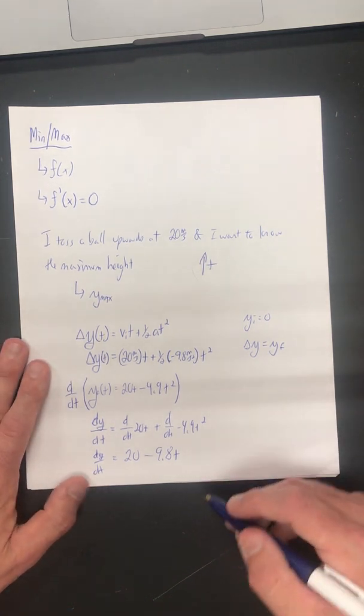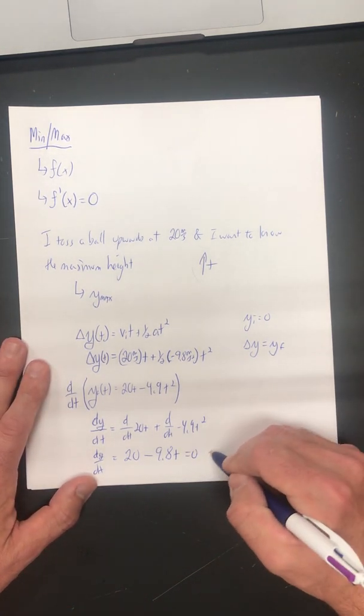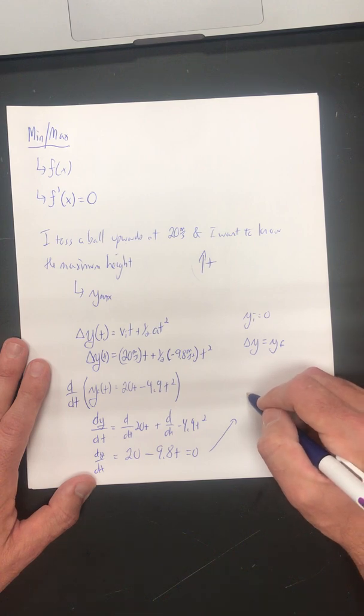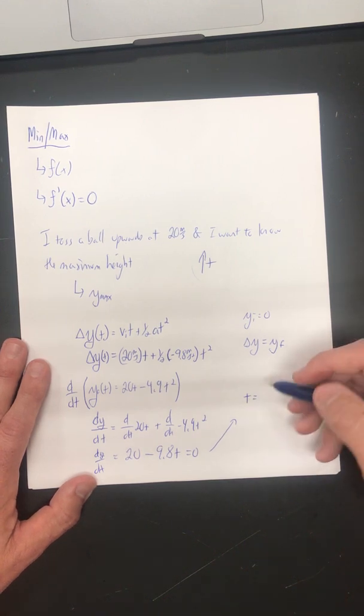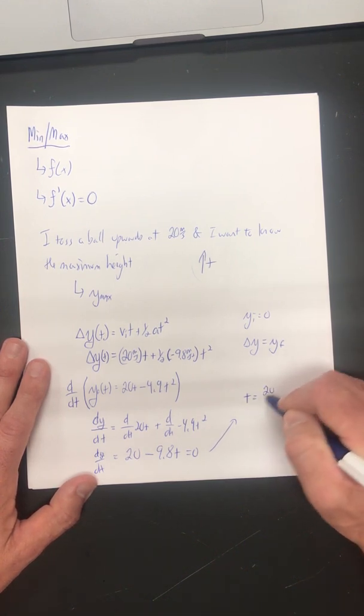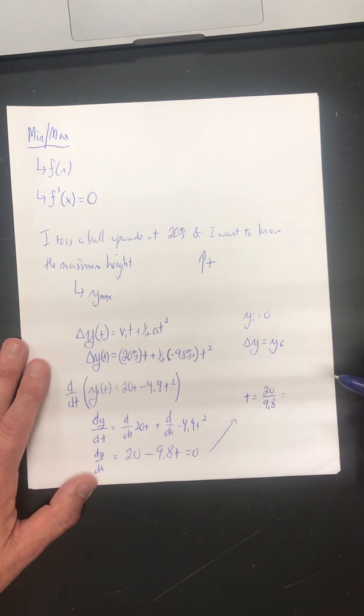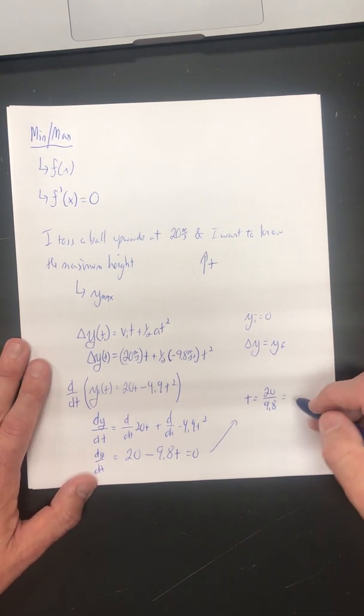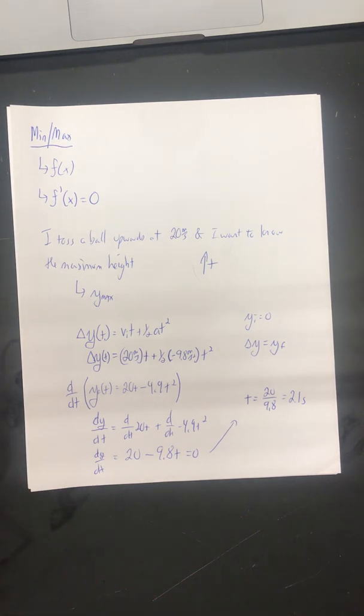Well, if I set my dy/dt equal to 0, boom, coming over here, I get t is equal to 20 over 9.8. And what's that? I don't have my calculator on me. I should have grabbed it. 2.1 seconds or so, give or take. Right? I should have grabbed my calculator before doing this. The numbers are not really that relevant.